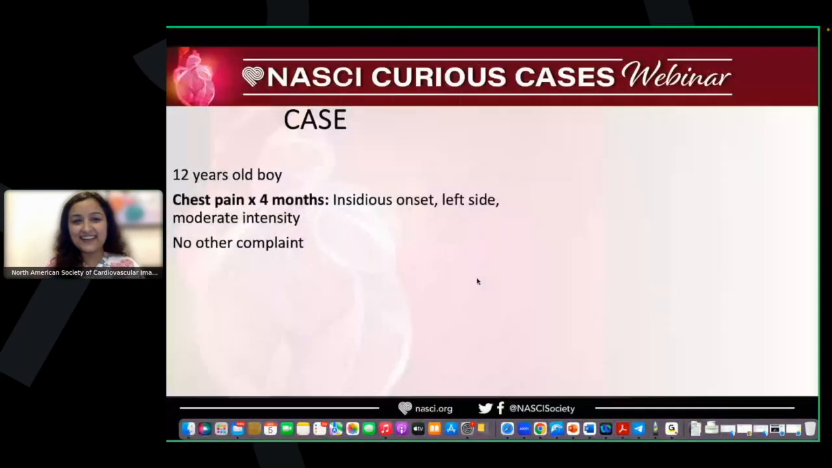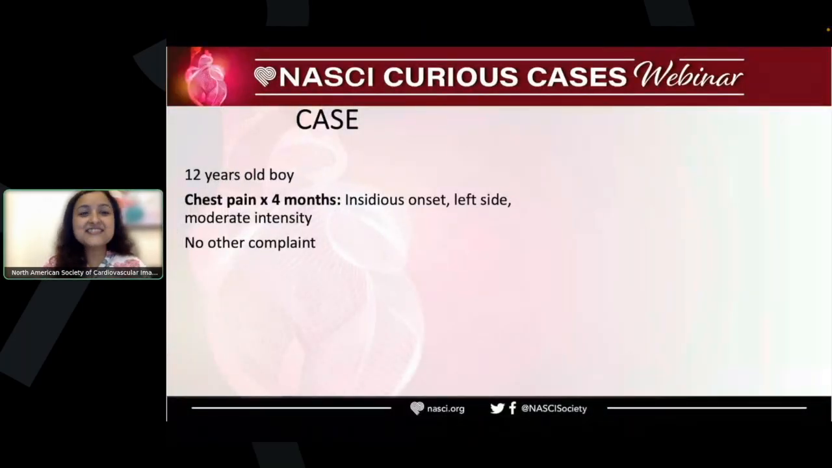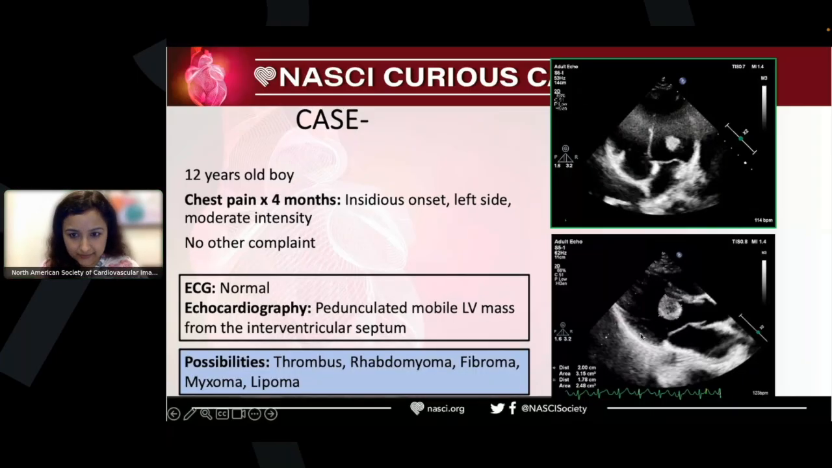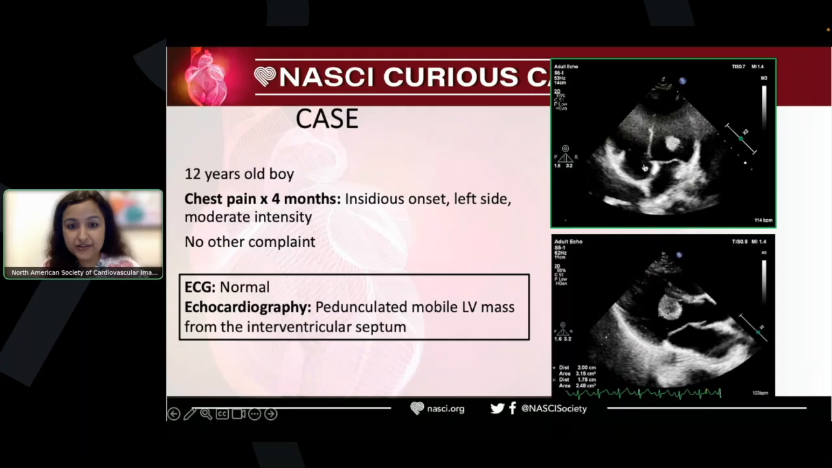Thank you. So this is the final case that I have. This was a 12-year-old boy who presented with chest pain of 4 months duration. It was left-sided, moderate in intensity, and there were no other complaints. So these are the echo images. You can see there is this pedunculated, sorry, this is not the cine image, but there was a pedunculated mobile left ventricular mass from the interventricular septum on echocardiogram, and it was very mobile.